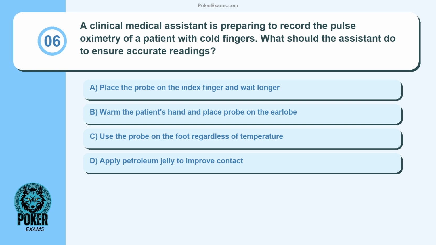Question 6. A clinical medical assistant is preparing to record the pulse oximetry of a patient with cold fingers. What should the assistant do to ensure accurate readings? Place the probe on the index finger and wait longer. Warm the patient's hand and place probe on the earlobe. Use the probe on the foot regardless of temperature. Apply petroleum jelly to improve contact.